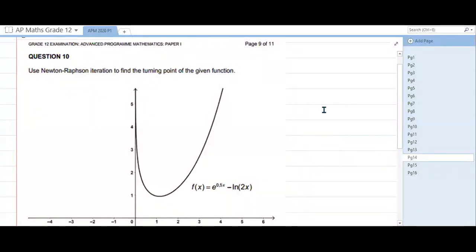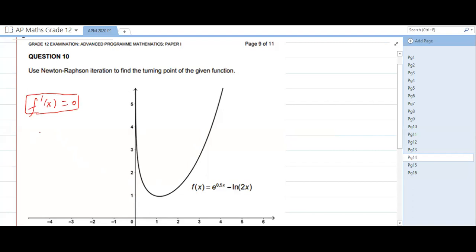Question 10. Use Newton-Raphson iteration to find the turning point of the given function. So this is f of x. We want to find the turning point of f of x. In other words, we want to solve f prime x is equal to 0. In other words, we want to find the solutions to this equation.